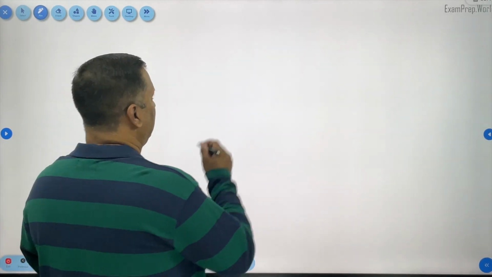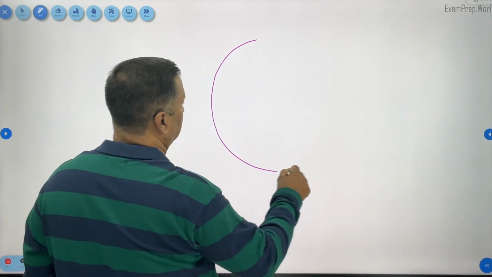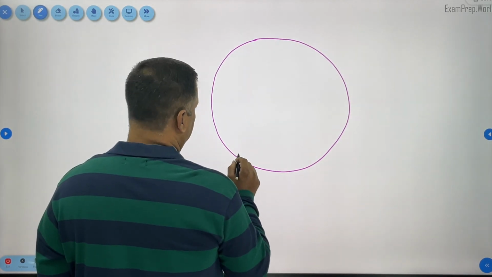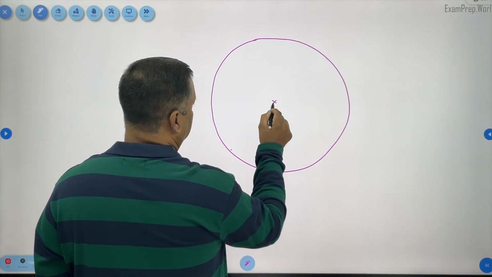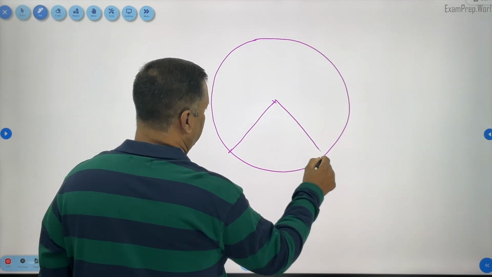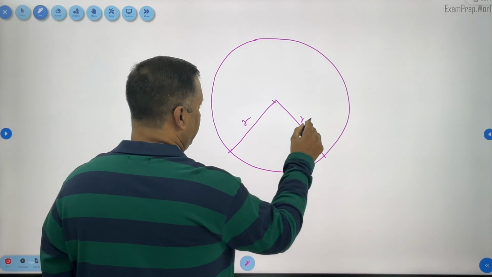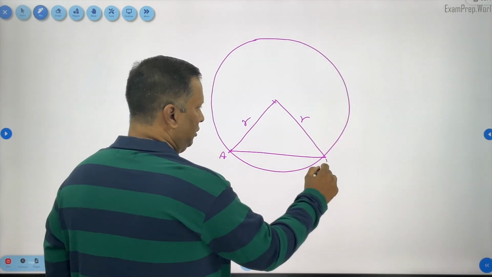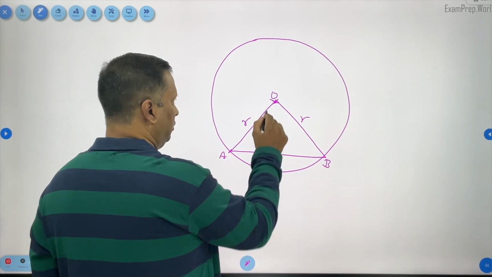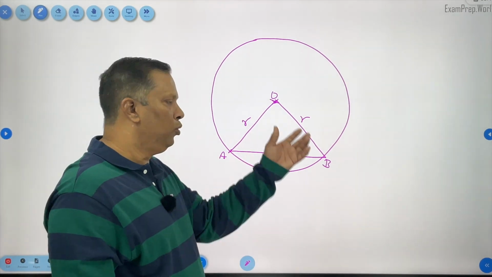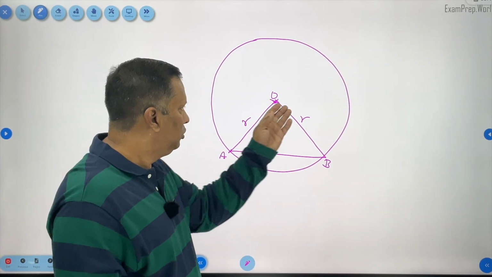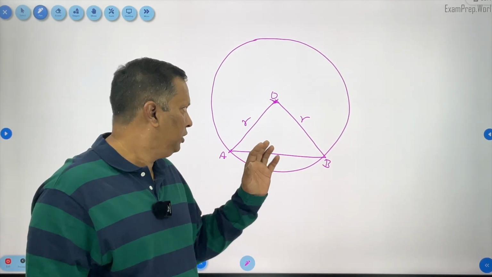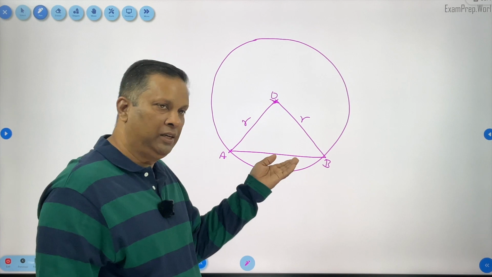See, if you have a circle and you have a radius. This one is radius, this one is radius. So if you draw a triangle like this with a chord AB and O, what kind of triangle is AOB? You find that two sides are equal, so it is an isosceles triangle. This trick you should always remember: two radius always create a triangle which is isosceles.